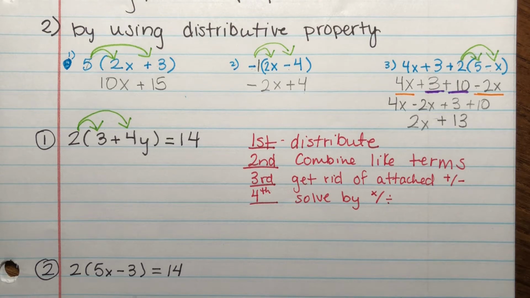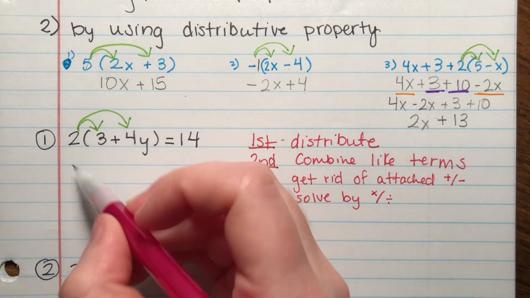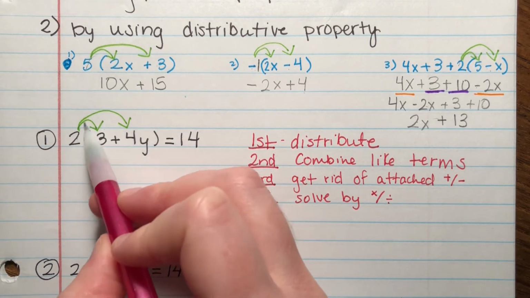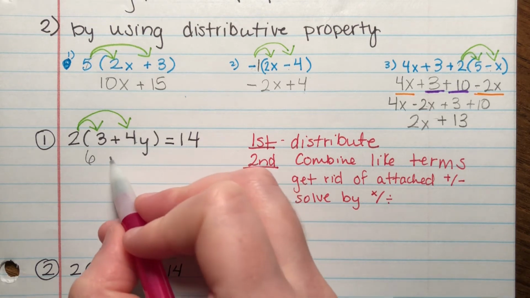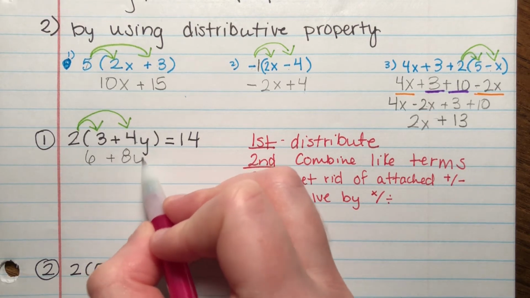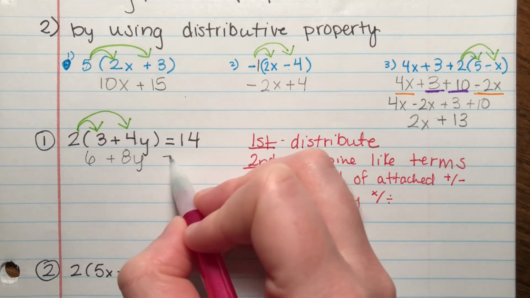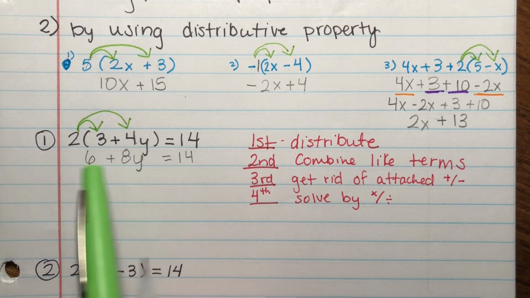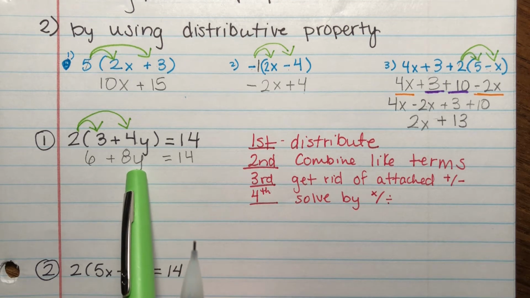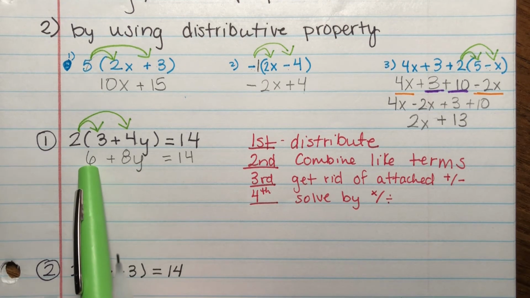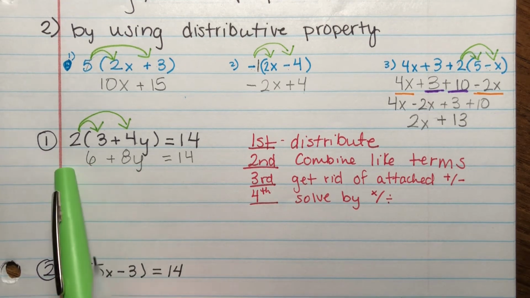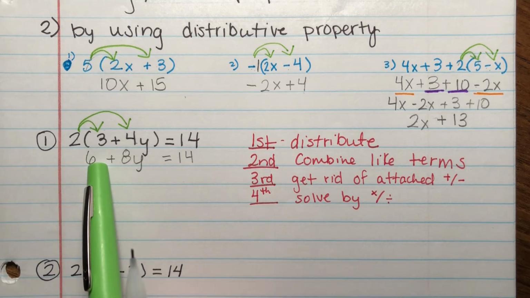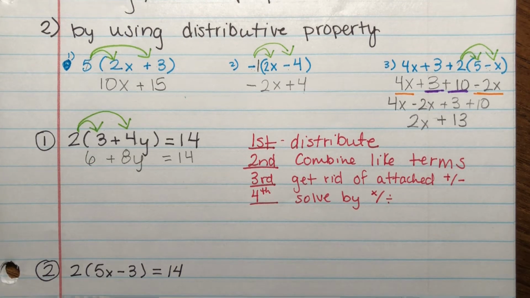Okay, so 2 times 3 gives me 6. 2 times 4y gives me positive 8y. And I'm left with 14 on this side. All right, now I'm looking, can I combine like terms? Do I have any other y terms over here that I can connect this with? No, I don't. Do I have any other terms without a variable over here I can combine? I do not.